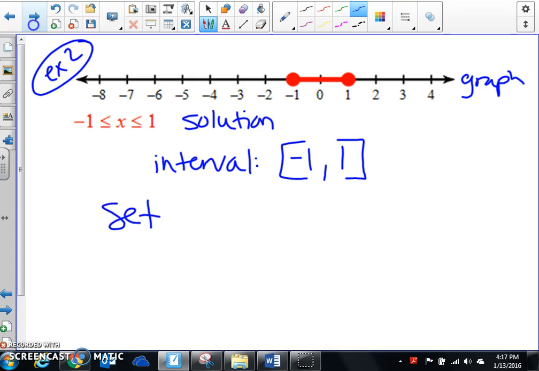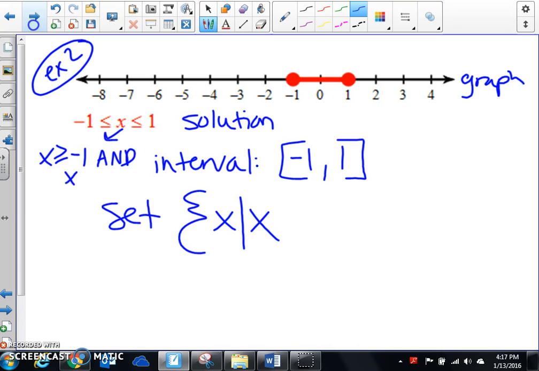And then my set notation, I can actually write this two ways, but the preferable way is just to take my solution. So I would say x for all x. Now, look, I can't put x for all x because that doesn't make sense right there, right? So I have to break this back up. So this would be x greater than -1 and x less than 1. So then I would just write it like that. So x for all x is greater than or equal to -1, and x is less than or equal to 1.